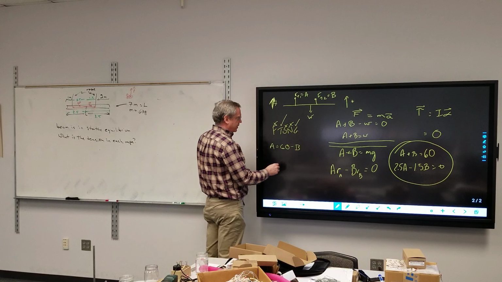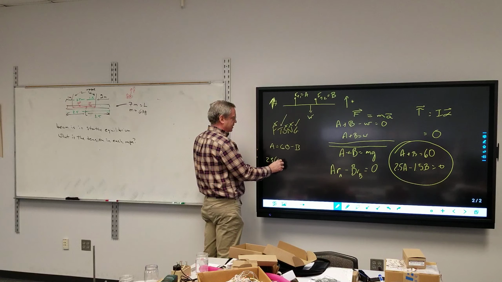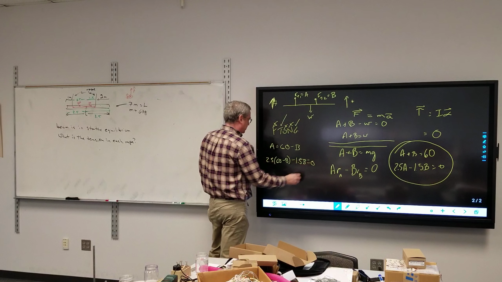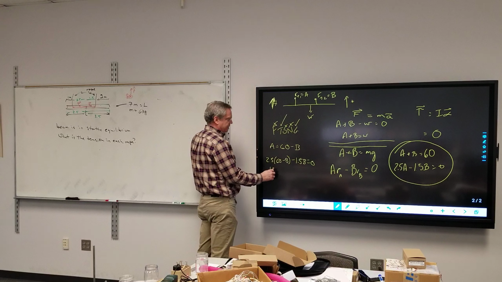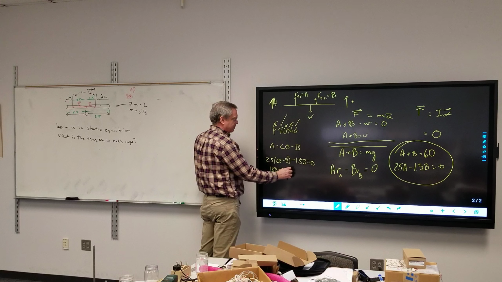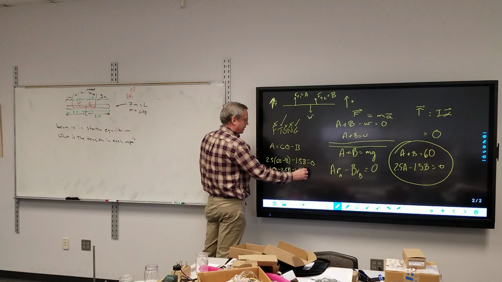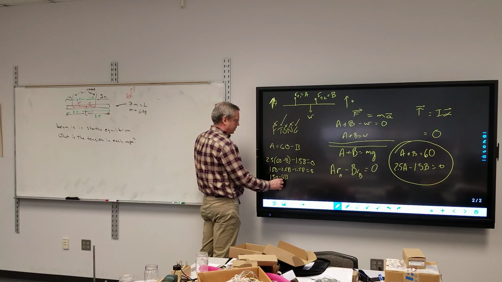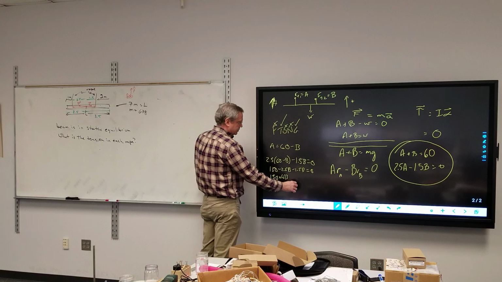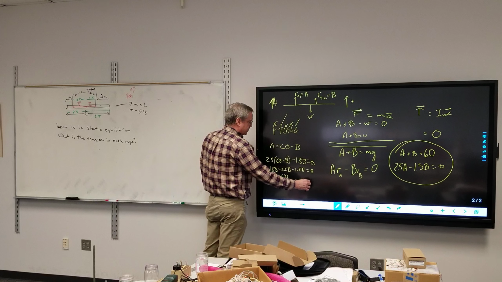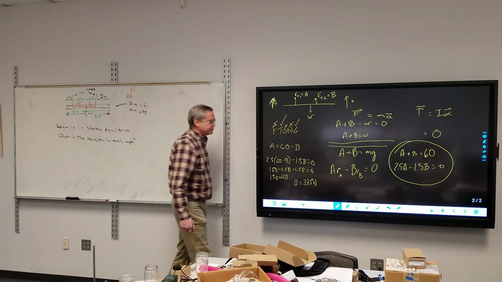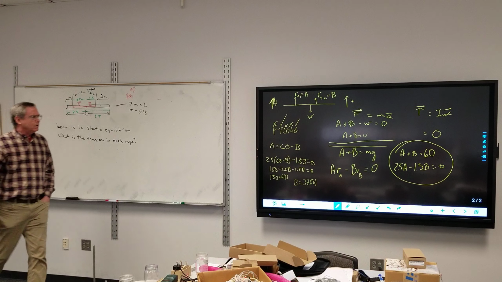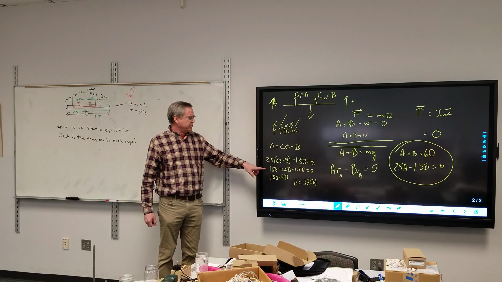Plug that down there, so we got 2.5 times 60 minus B, minus 1.5B equals 0. 150 minus 2.5B minus 1.5B equals 0. 150 minus 4B equals 0. And so B is 37.5. Is that 150? Yes, 2.5 times 60 is 150.